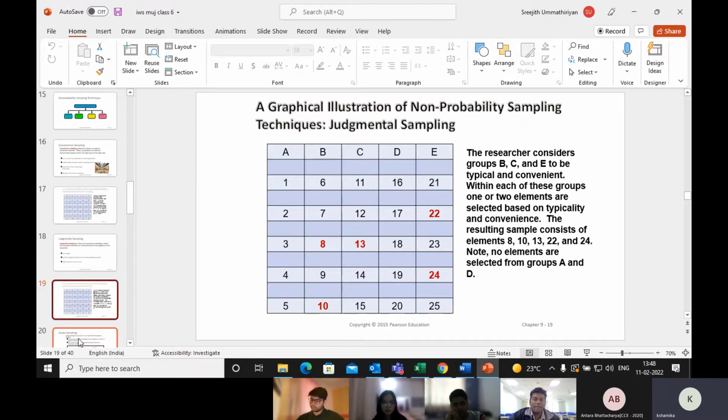Can you explain this grid just once more? Like what the structure represents. This is just a grid of people, randomly A, B, C, D, and E. The researcher believes that people in B, C, and E are more likely to know about the topic that I am researching. That's my judgment call. Because I am studying Bitcoin, I feel that people in groups B, C, and E are likely to know more about it. So I reach out to groups B, C, and E, and from there I do a convenience thing.